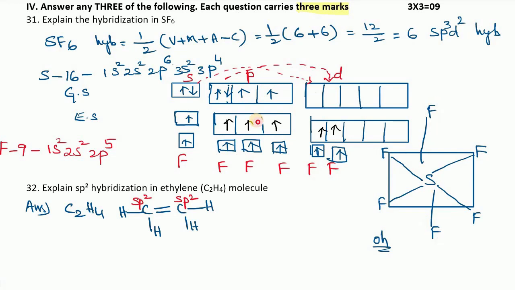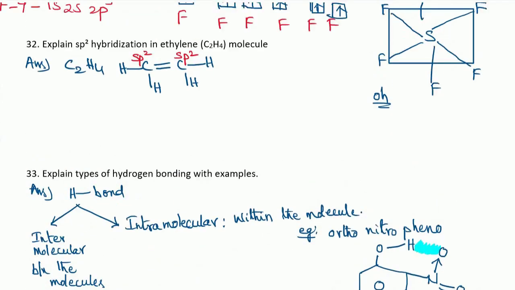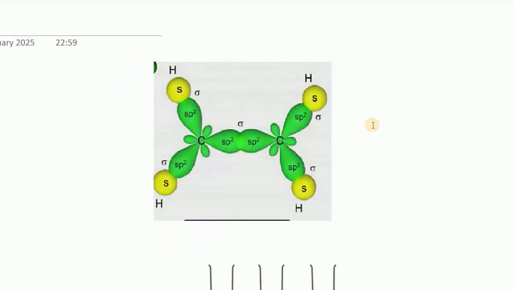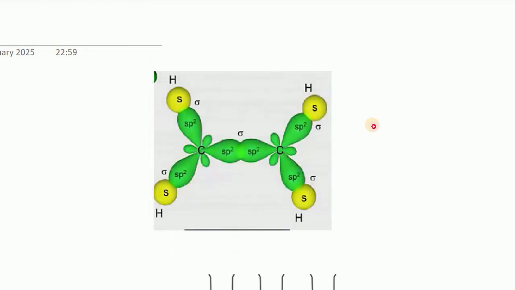Okay, explain sp2 hybridization in ethylene. That means ethene. Write the molecule of ethene, C2H4: hydrogens, C double bond C, hydrogens are there. This carbon is undergoing sp2 hybridization. Now you can see how the hybridization is happening in C2H4 ethylene. Now one carbon is there, another carbon. These are the hybridized orbitals.